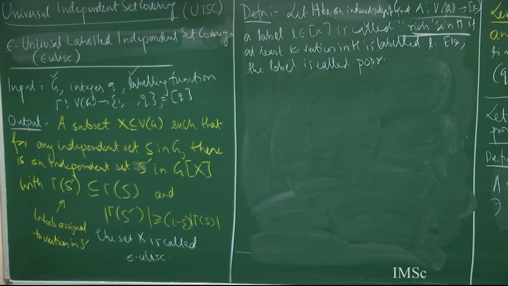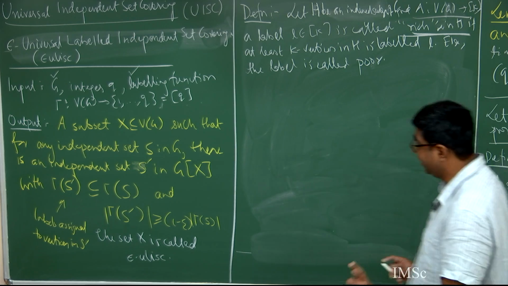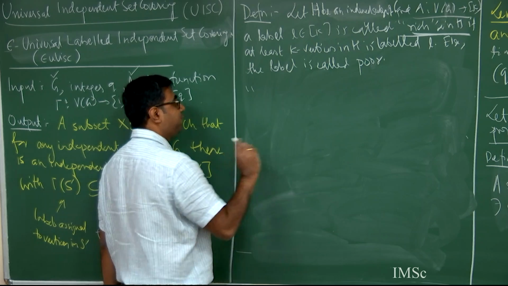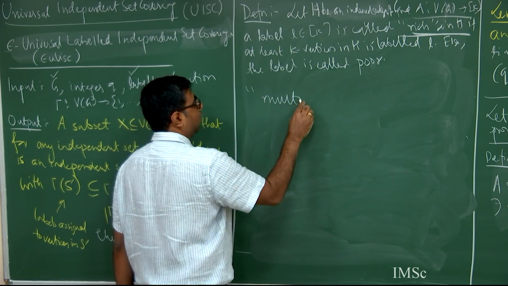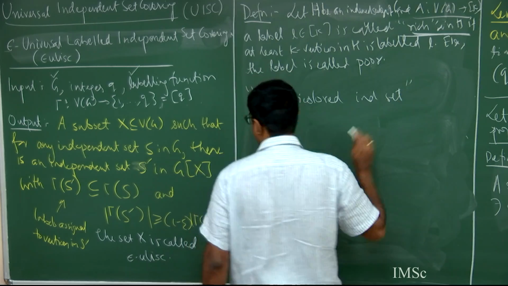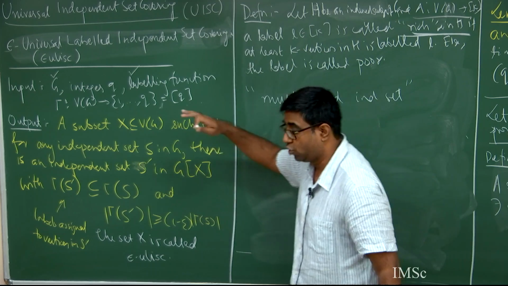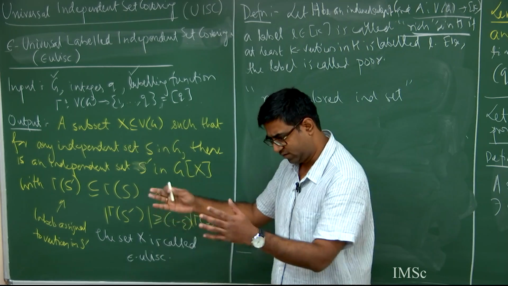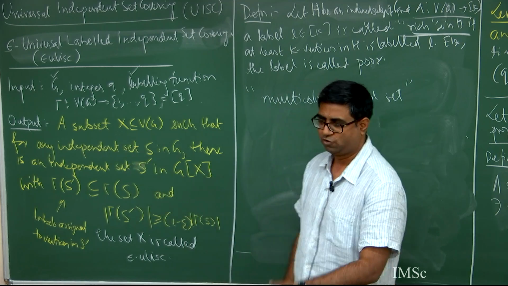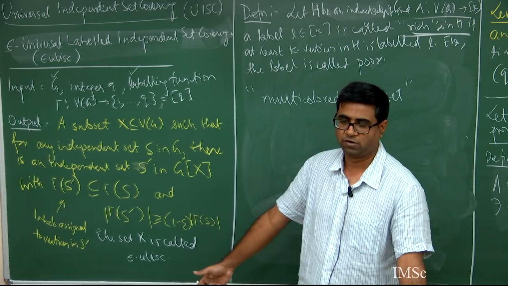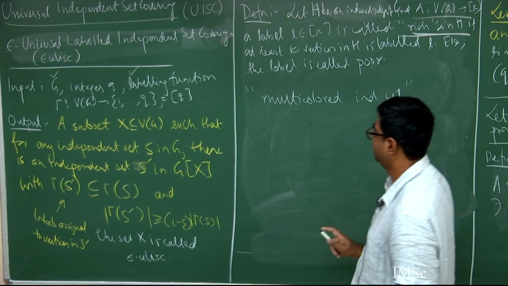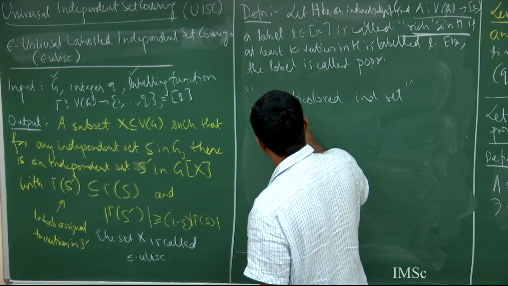So, let's go back. You said if we can find a multicolored independent set, meaning an independent set that contains all the labels, and we can always assume the size of this independent set is exactly equal to the label set, because if there are too many vertices of the same label, delete them; it will not change independence. So now I said, can you find a multicolored or rich independent set?